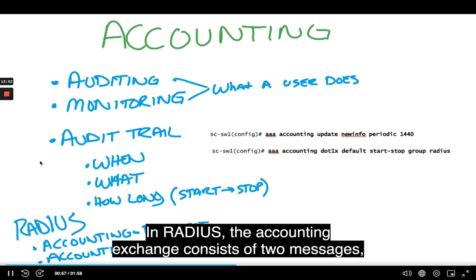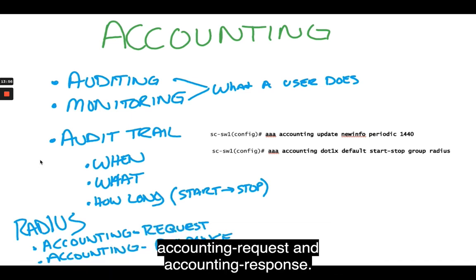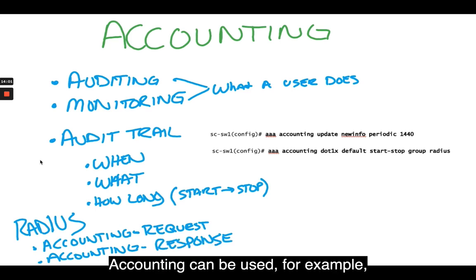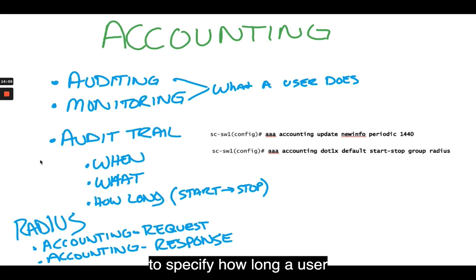In Radius, the accounting exchange consists of two messages, accounting-request and accounting-response. Accounting can be used, for example, to specify how long a user has been connected to the network, the start and stop of a session.